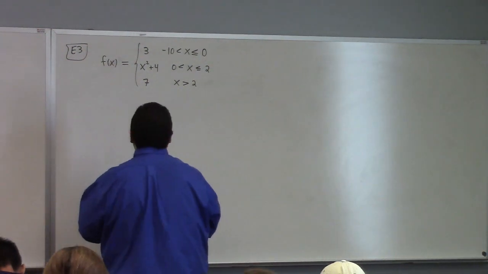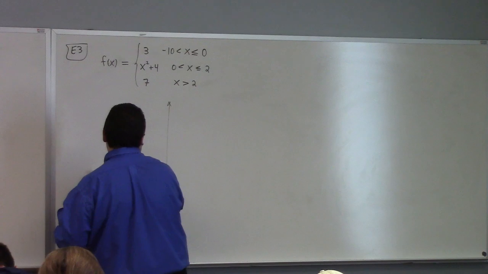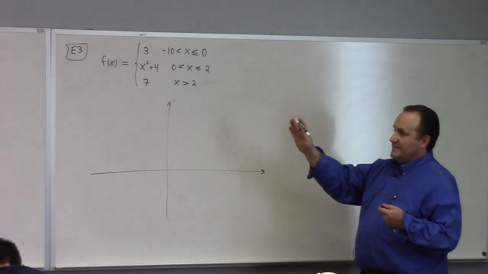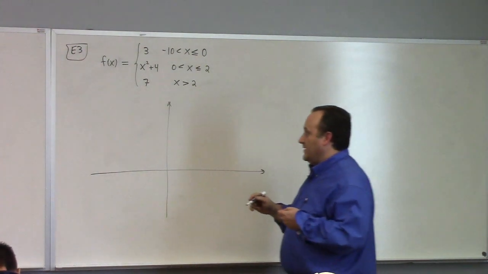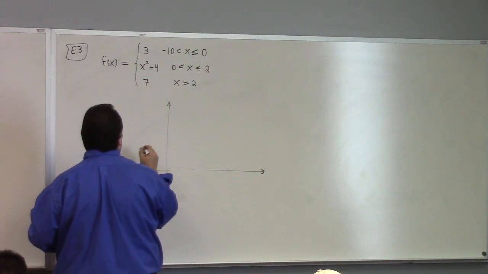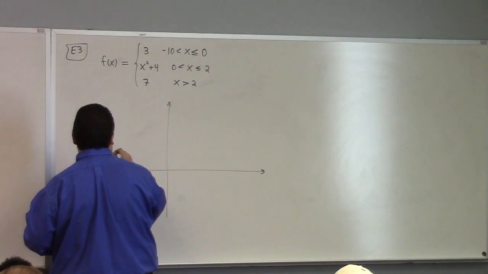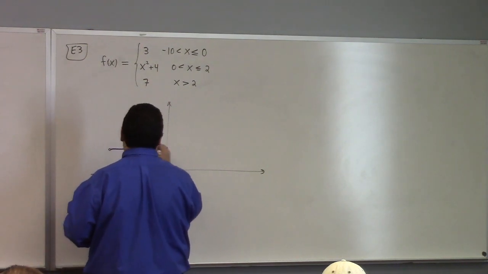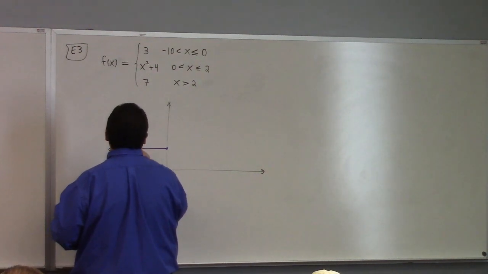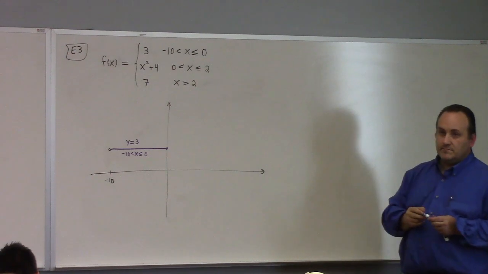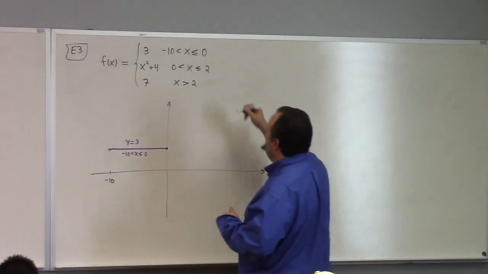Okay, so here, I'm going to go straight to the graph for this one. First of all, we have y equals 3 from minus 10 to 0, right? So I start out, maybe here's minus 10, and I have 3, from 3 all the way over to 0. I just have y equals 3 for minus 10 less than x less than or equal to 0. Okay, that's the purple part of the graph, all right? So that's just case one.